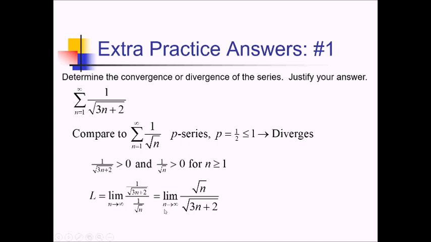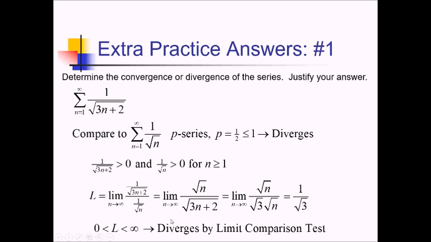And then as n approaches infinity, we can forget about this 2 down here. So this is just radical 3n, which I can rewrite as radical 3 times radical n. Canceling out those n's, we end up with just 1 over root 3. Now, since this is somewhere between 0 and infinity, there's a lot of wiggle room there. That shows us, and also because our comparison series diverges, that our original series is going to diverge by the limit comparison test.